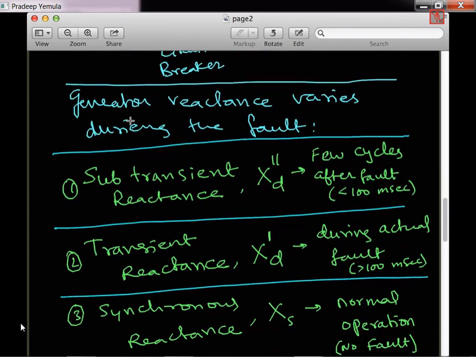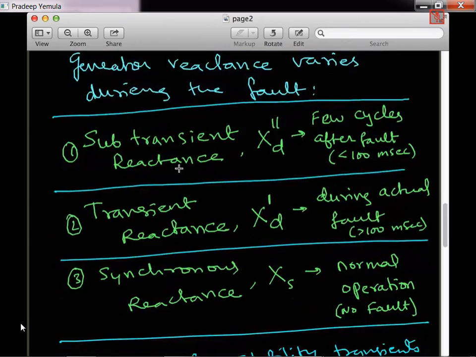Okay, so the generator: I talked about the subtransient reactance, the transient reactance, and the synchronous reactance of the generator. These are three different reactances. The machine is the same, the same generator, but it will offer three different types of reactances at different times. Below 100 milliseconds is this, more than 100 milliseconds is this, and these are all approximate times. These milliseconds will keep changing.